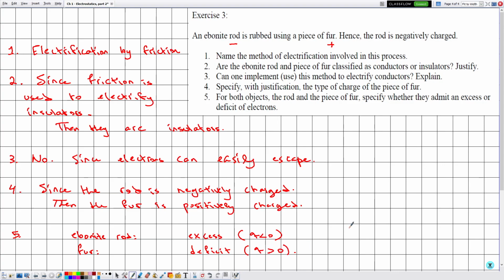Then that's it for me in this video, guys. In the next part 3, first of all, we're gonna solve some exercises related to this topic, and we're gonna proceed with the methods of electrification.